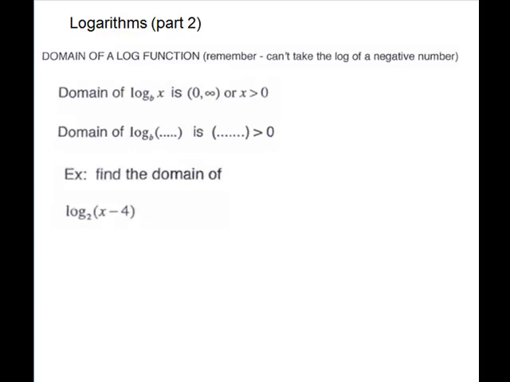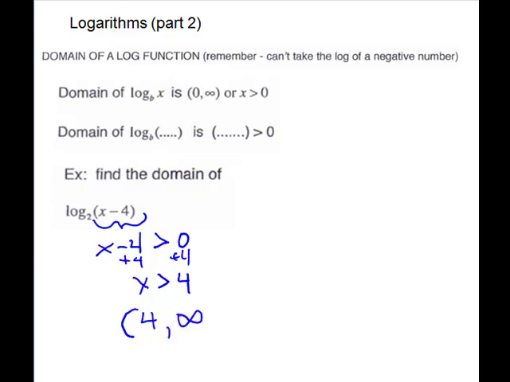So for example, if we want to find the domain of the logarithm base 2 of x minus 4, then this expression has to be greater than 0. So x minus 4 greater than 0. Add your 4 to both sides. So x has to be greater than 4. If we wrote in interval notation, our domain will be from 4 to infinity.